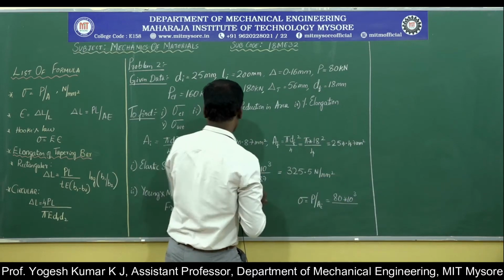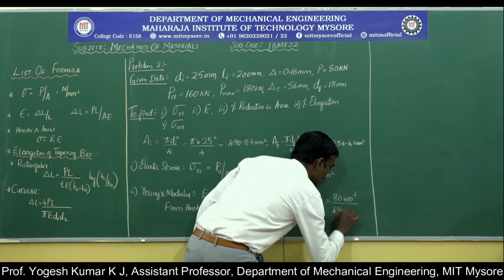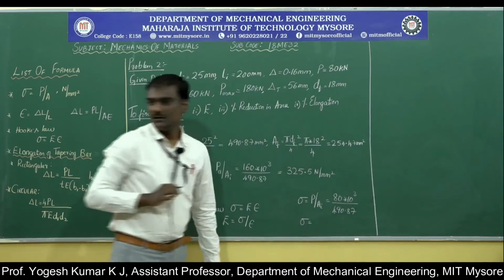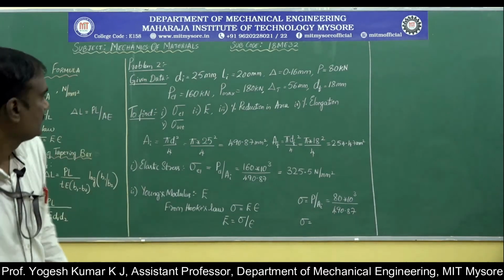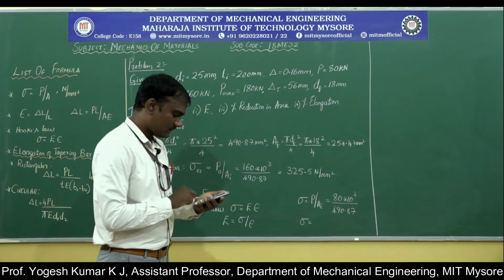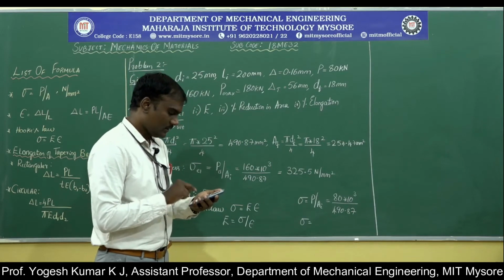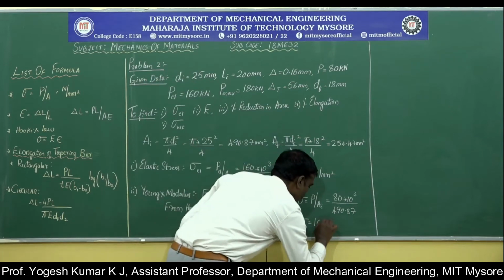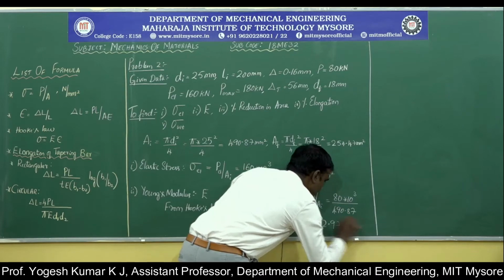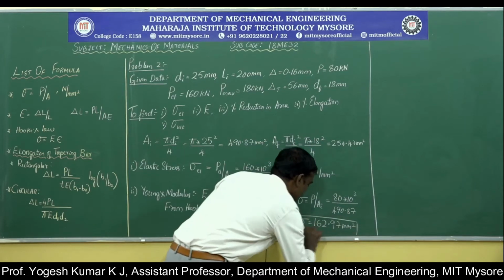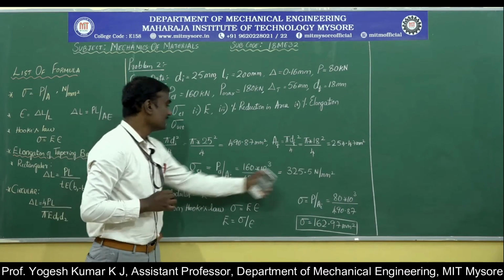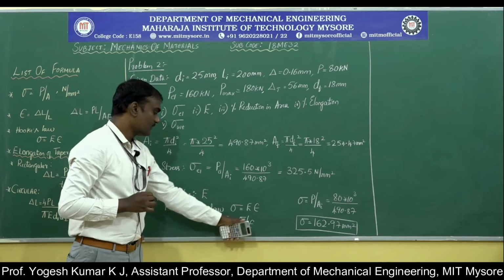Initial area, we found the initial area as 490.87. So we can find the value of sigma, that is 80 E3 divided by 490.87. So we get it as 162.97 Newton per millimeter square. This is the stress within the elastic limit, and sigma EL is the stress at elastic limit. So we found the numerator.